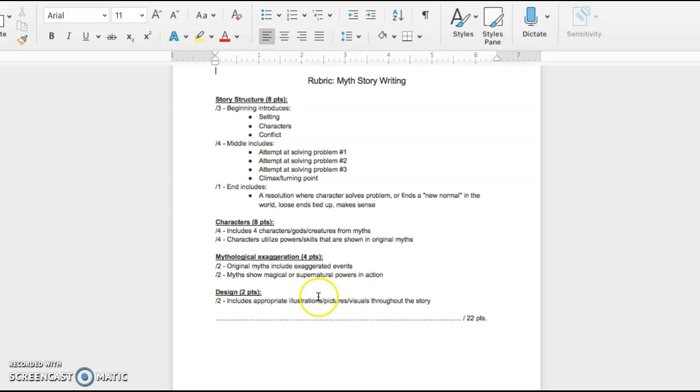And finally, worth 2 points, make sure you put pictures or illustrations that you find that complement your story really well throughout the rest of the story. So in total, your myth story is going to be worth 22 points. I hope this rubric helps you break down and see exactly what you're expected to do.